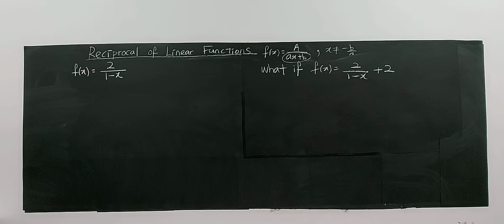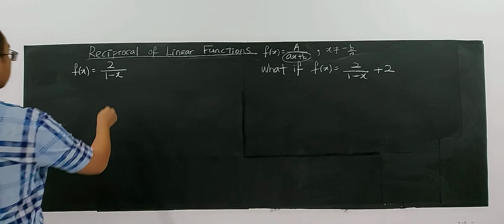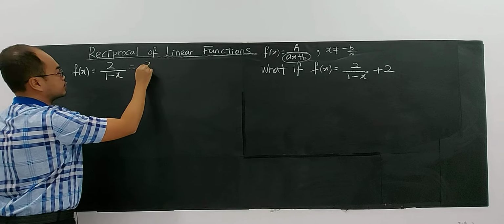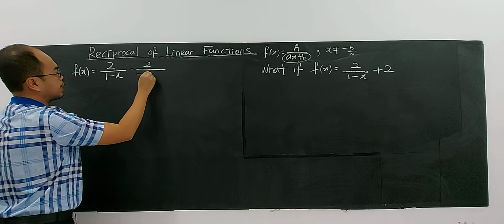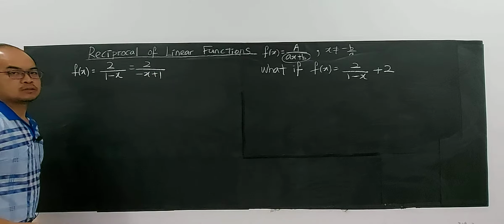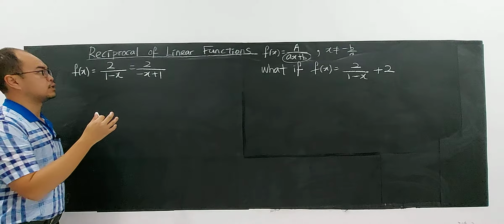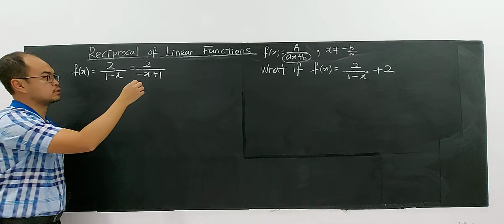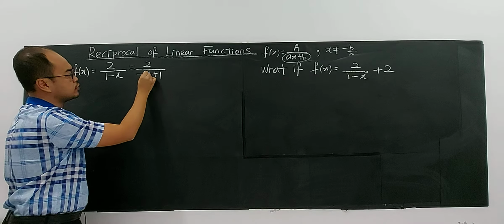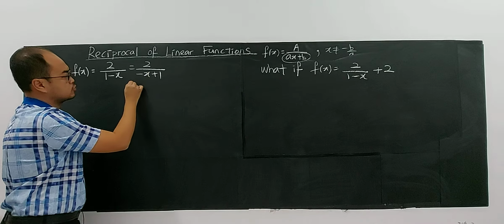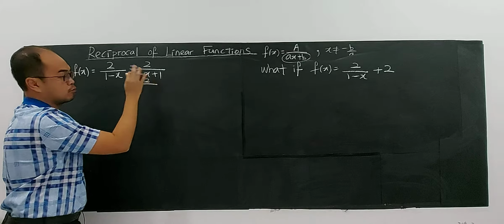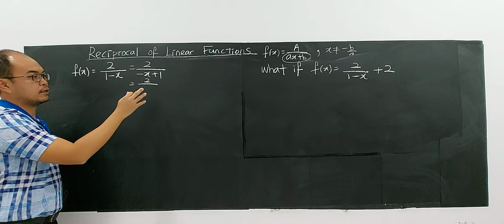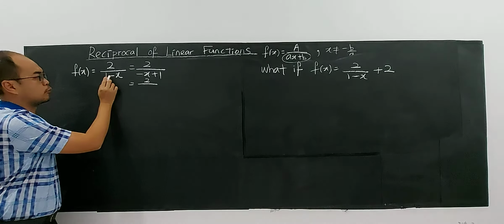But for this question, you have some trick here. If you rewrite this, it will be 2 over negative x plus 1, right? So when you're sketching a reciprocal of a linear function, you have to make sure the coefficient for x is positive. So before you decide anything, you have to look at the denominator.